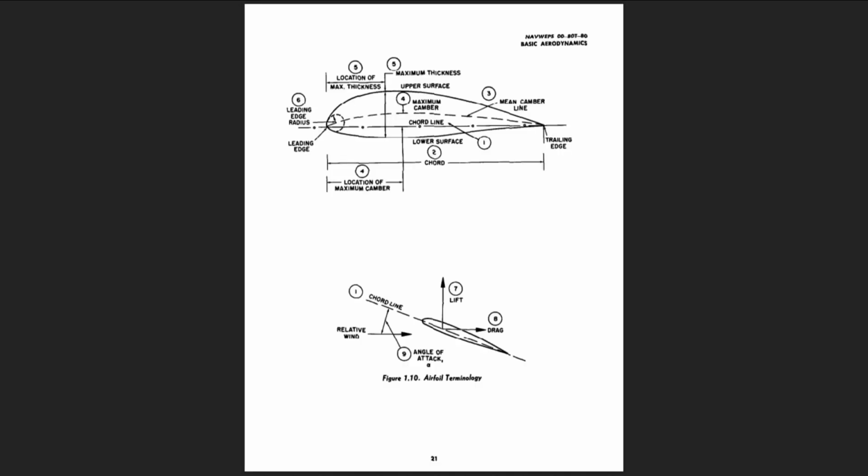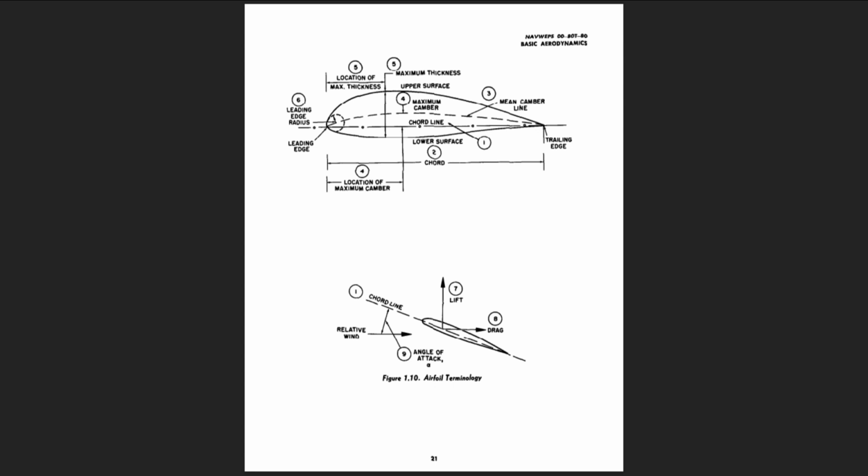Airfoil terminology. Since the shape of an airfoil and the inclination to the airstream are so important in determining the pressure distribution, it is necessary to properly define the airfoil terminology. Figure 1.10 shows a typical airfoil and illustrates the various items of airfoil terminology. 1. The chord line is a straight line connecting the leading and trailing edges of the airfoil. 2. The chord is the characteristic dimension of the airfoil.